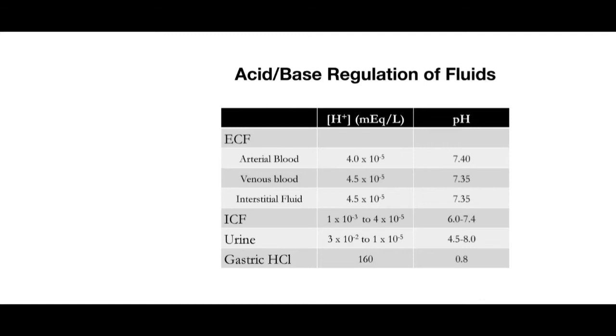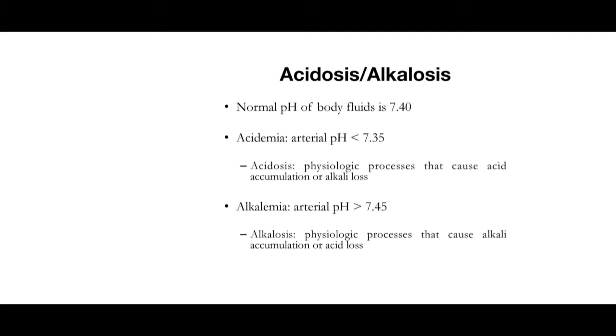Gastric hydrochloric acid, that's just there for comparison to show you just how low your pH can drop in the stomach. All right, so your normal pH, we're looking at 7.4. Anything in your arterial circulation that is less than 7.35, that is acidemia. It's not technically acidosis, because acidosis would refer to the tissues, the extracellular interstitial fluid. Acidemia is acid pH in the blood.